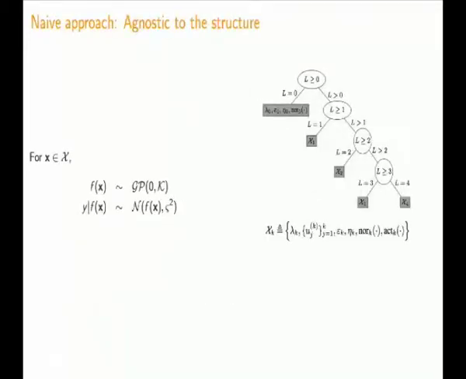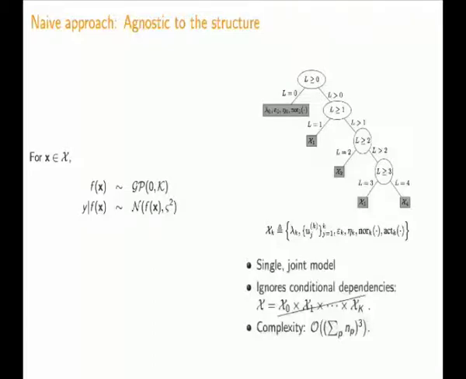So the naive approach would be to just ignore this structure, to not take it into account. We just concatenate all those hyperparameter sets into a very big vector. So it's a joint model. It ignores the conditional dependencies, which is a reasonable choice in the first place, as a baseline at least, but it is to some extent problematic, because if you want a good prediction, a good surrogate model, at every location in this tree, you need to have a number of evaluations there. Right?